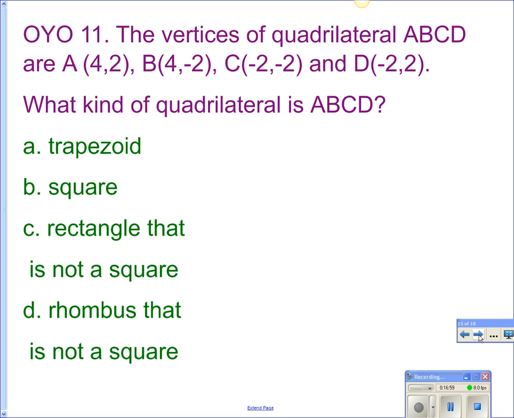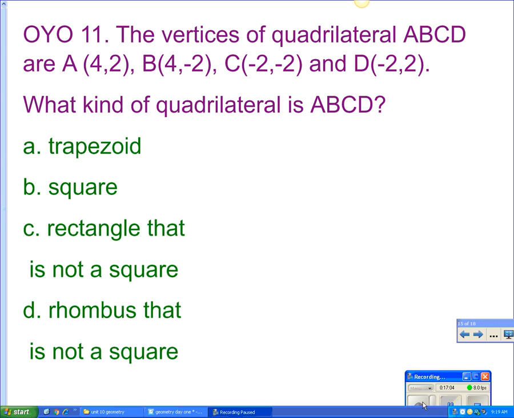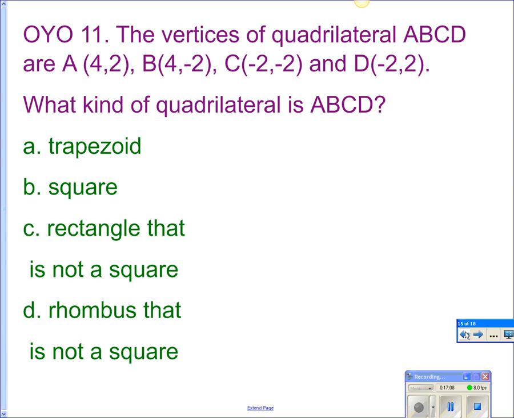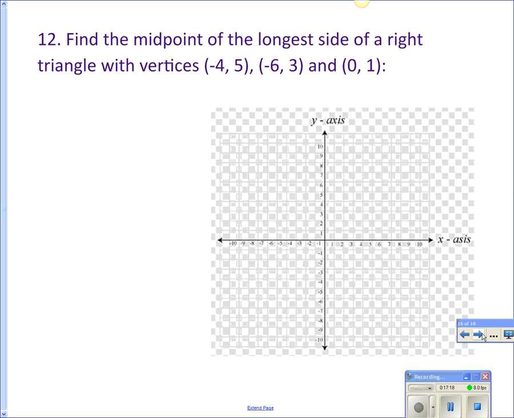All right, OYO time. All right, this one is a rectangle. How many people got C? Rectangle. Good.